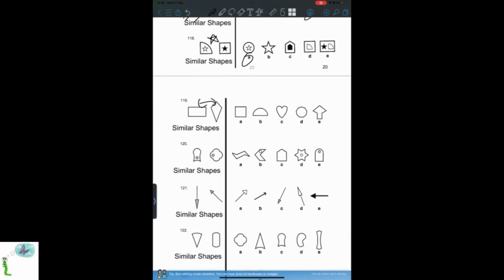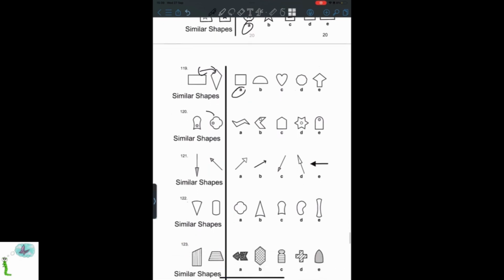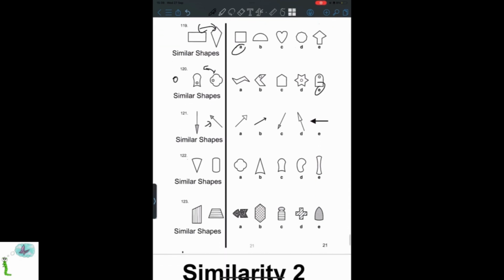They both have 4 sides. Which one has 4 sides? A. What's similar between these 2? They both have a grey circle. Choose the one with the grey circle. What's similar between these 2? Both grey arrows.